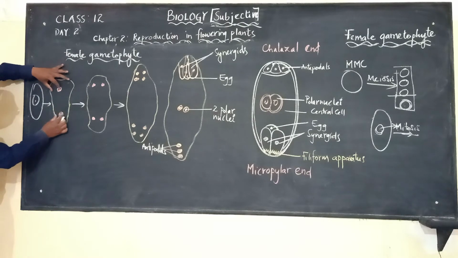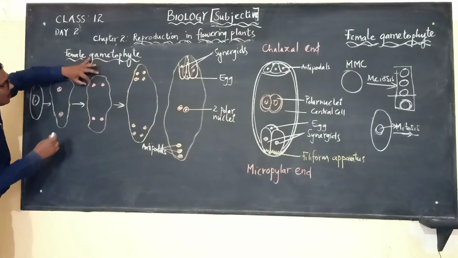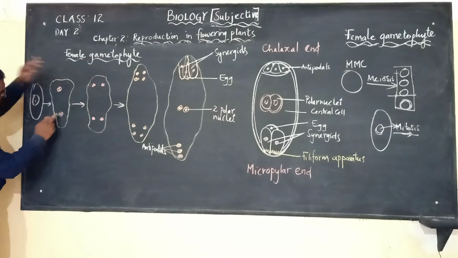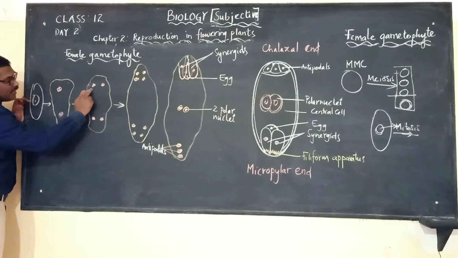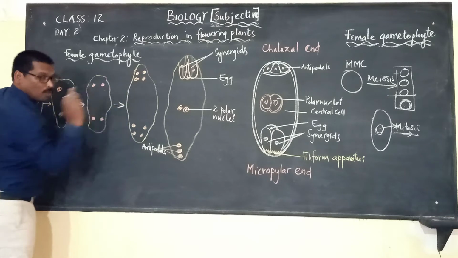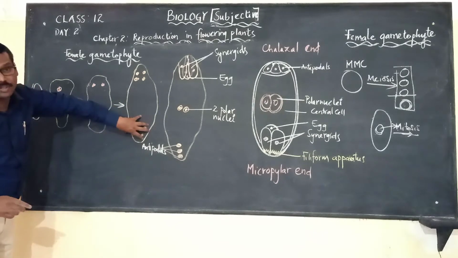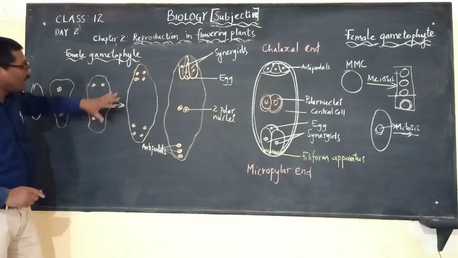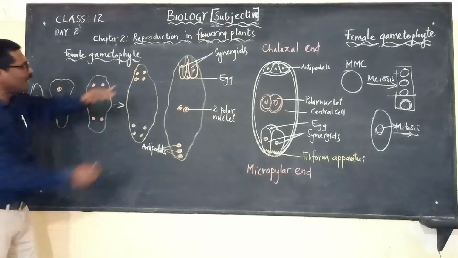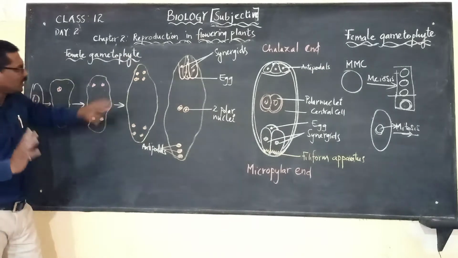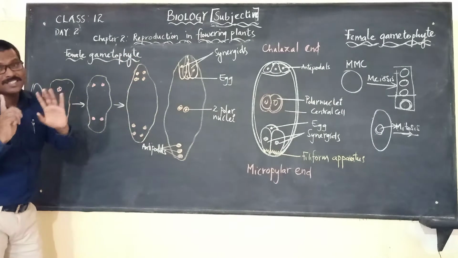Once they have moved, each one at its own pole divides mitotically. This nucleus divided into 2, and these 2 divided mitotically and formed 4 nuclei. And at the other pole, these 2 divided mitotically and formed another 4 nuclei. They are at opposite poles, and totally there are 8 nuclei in one single cell.